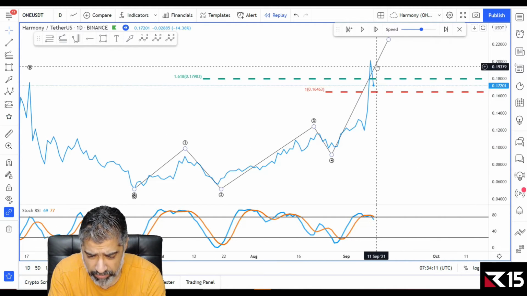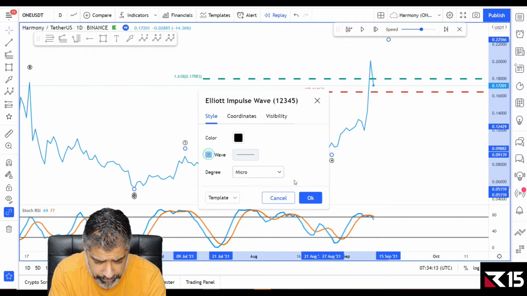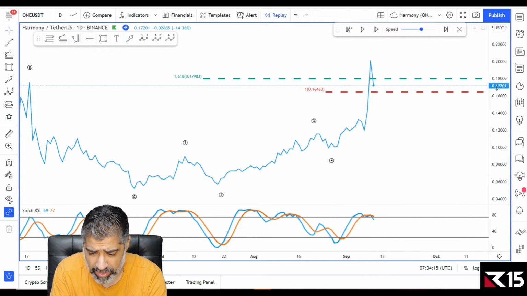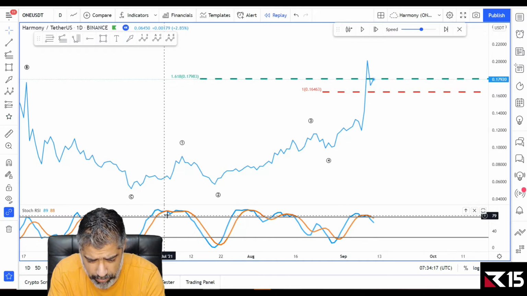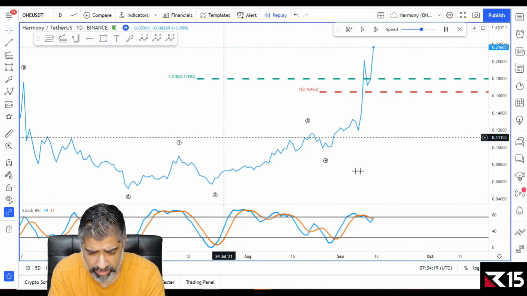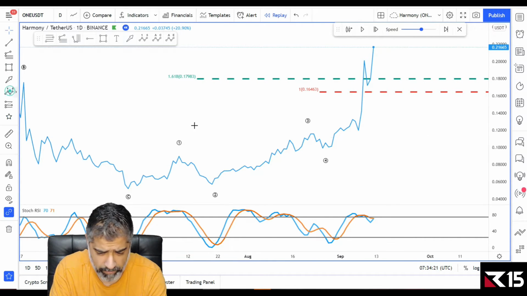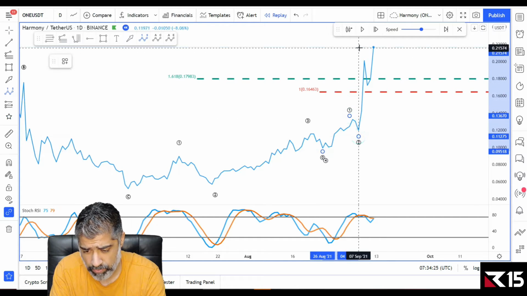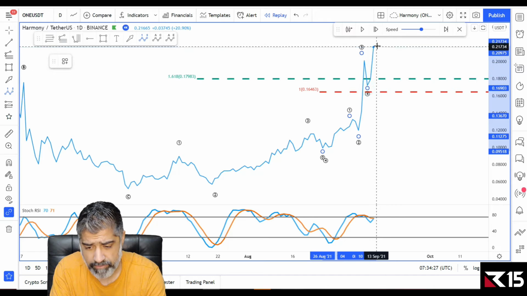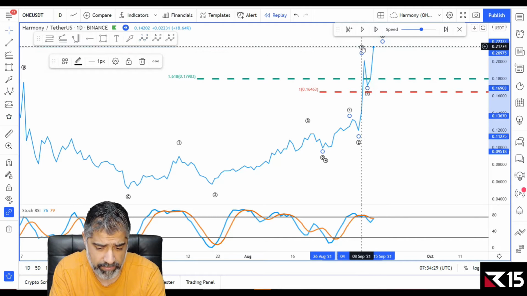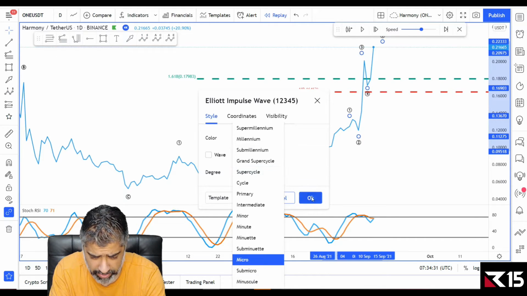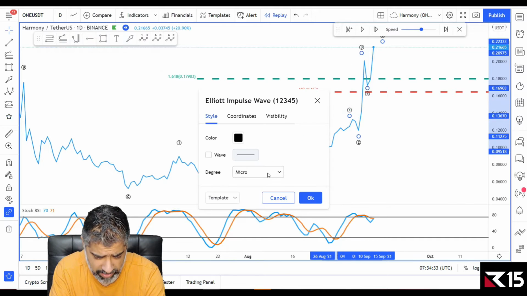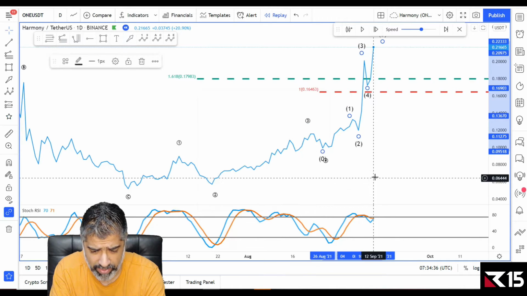So now what I'm seeing over here, if I get rid of these waves, is down here, if we go a bit further forward with the data, and you want to be able to do this in real time, a 1, 2, 3, 4, 5. Check that out, right? And we can put that as a micro. This one we can put as an intermediate. So you can just say it's different degrees of wave counts.